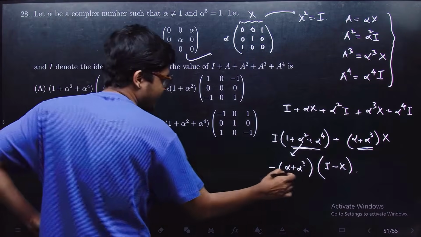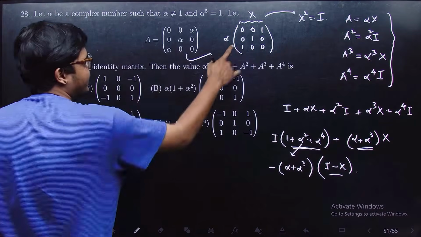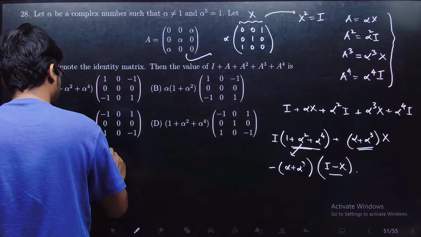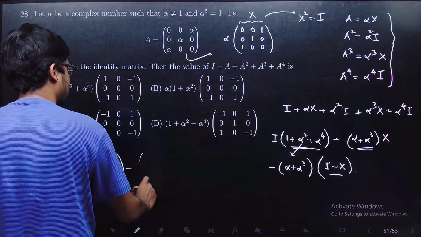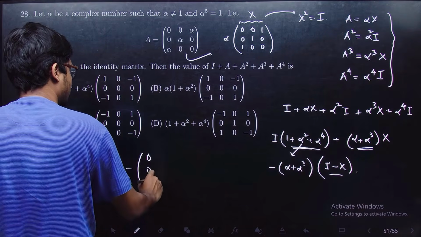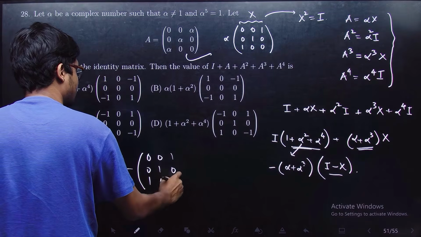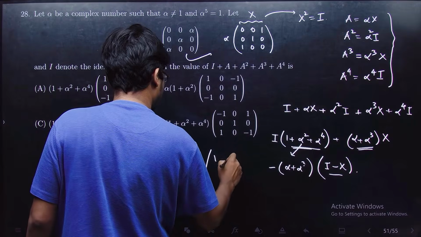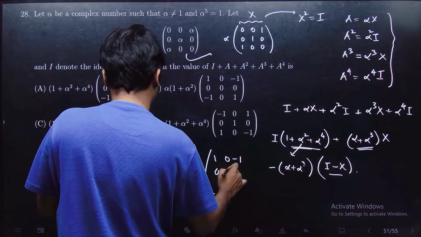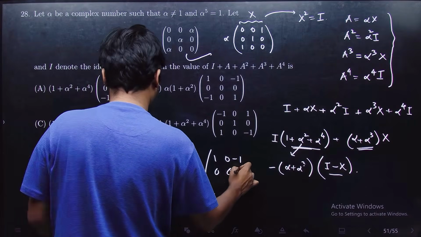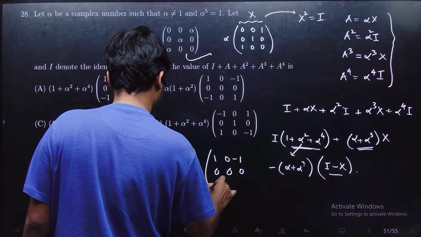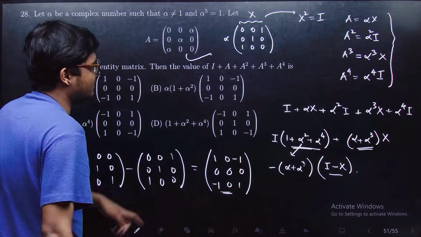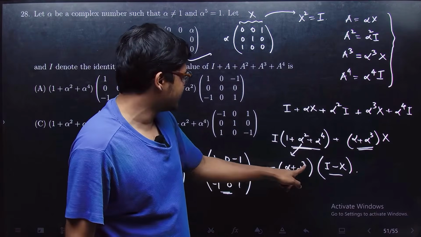Now if I look at identity minus x, this is easy to find. Identity minus x is going to be: 1, 0, 0, 0, 1, 0, 0, 0, 1 minus x, which is 0, 0, 1, 0, 1, 0, 1, 0, 0. So this just turns out to be 1, 0, minus 1, then 0, 0, 0 again, and the last row is minus 1, 0, 1. So your final answer should be minus of (alpha plus alpha cube) times this quantity.